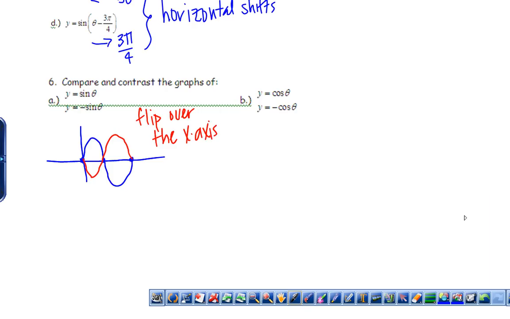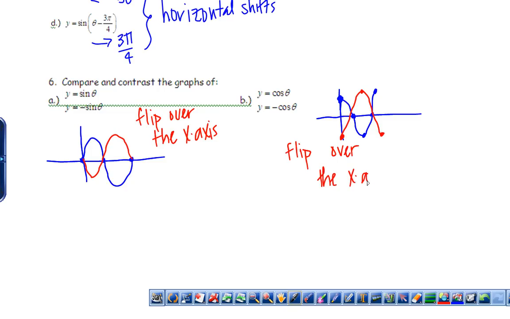Okay? What about cosine? So what does cosine look like? Well, cosine begins at the top, goes middle, down, and back up. And these are my critical points. And if you have a negative, it's going to start at the bottom first, hit my critical points, go up, and then back down, and kind of look like a hill. And so again, this is going to be a reflection or a flip over your x-axis.